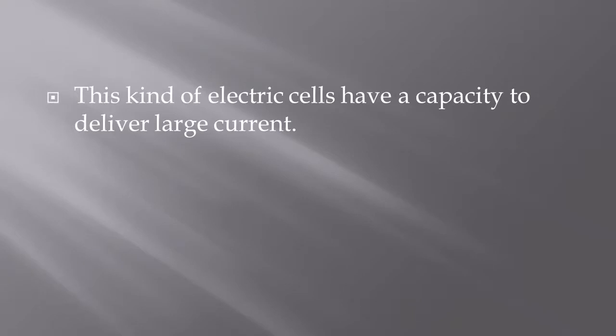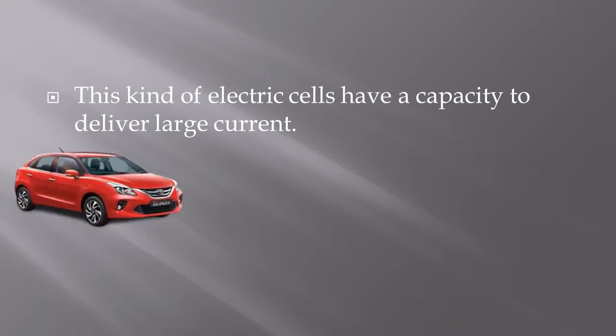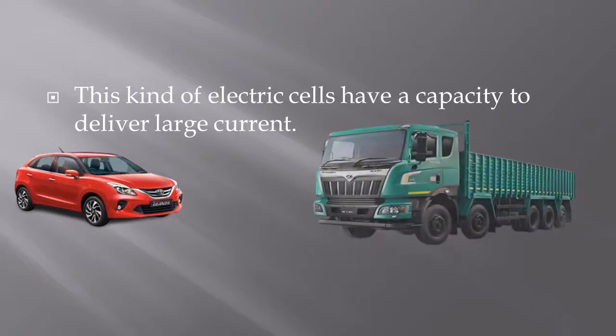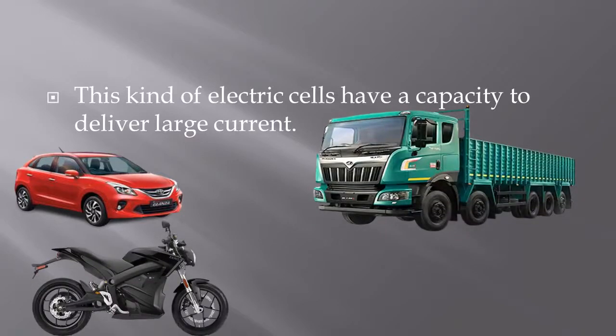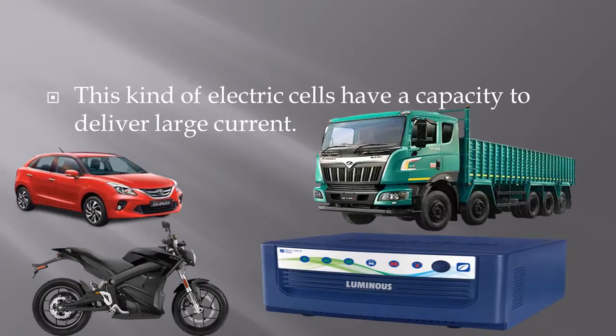This kind of electric cell has the capacity to deliver a large current. Hence, lead acid cells are used in cars, trucks, motorcycles, and uninterrupted power supplies, also called UPS. UPS is a device that allows a computer or any device to keep running for at least a short period of time when the main power source is lost or not present.